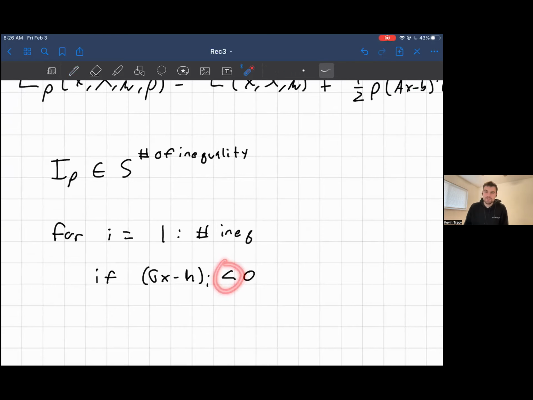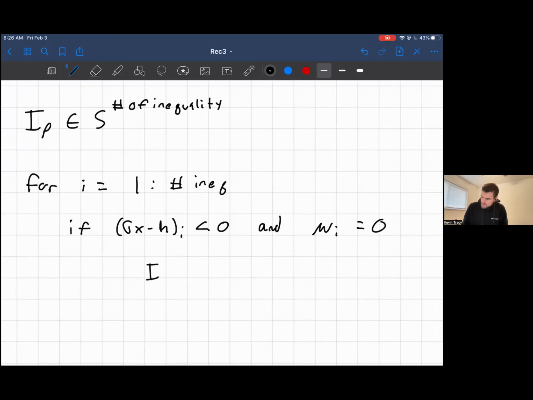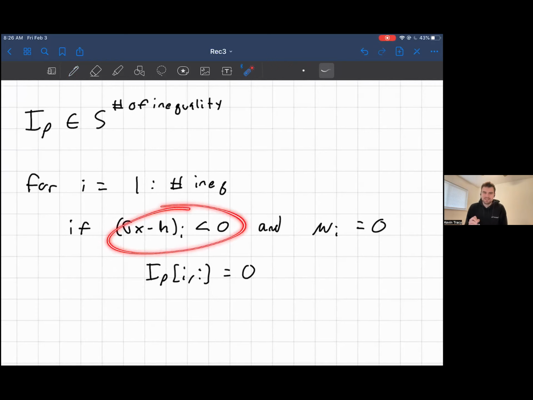This is not a less than or equal to, this is less than, which means the constraint is inactive, and the dual variable for that constraint is 0. Then I'll do the following. I'll say that I rho, I use Julia notation, I equals 0. So what this tells us, if the constraint is inactive, so it's as if it's not there, and the dual variable is 0, which it should be, then I can just forget about the constraint.